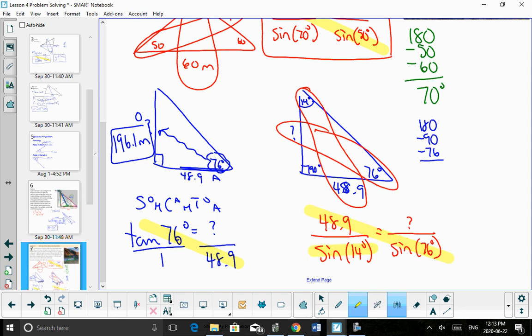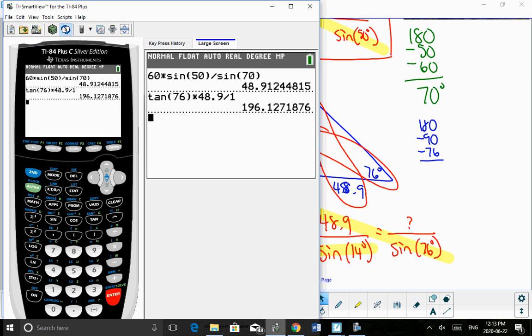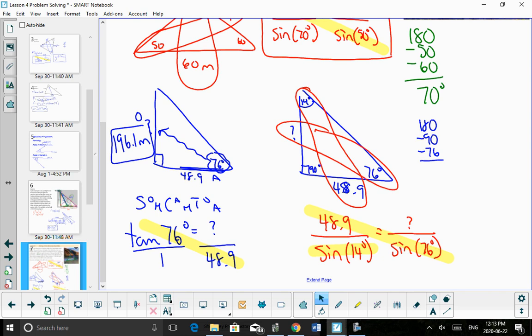Even though it's a right angle triangle, you can use sine law on a right angle triangle. You cannot use cosine law on a right angle triangle. On my calculator, I'm going to go 48.9 times sine 76, divided by sine 14. And there's the side length, 196.127. Notice it's pretty much identical to the other method.